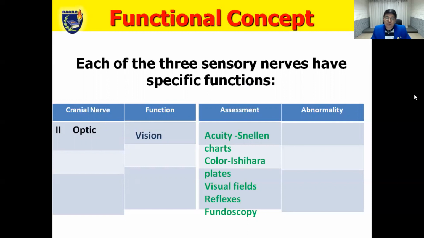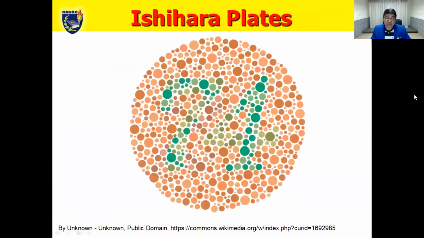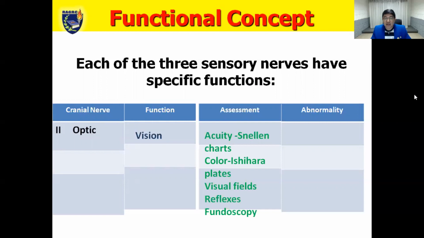And then we also need to assess the patient's ability to discriminate color using the Ishihara plates. Now, this is actually intended to assess the presence of color blindness in the patient. And within each plate, we usually have a pattern that is colored differently from the rest of what you have on the plates, and the dotted colored patterns are actually either in the form of a shape or a number.